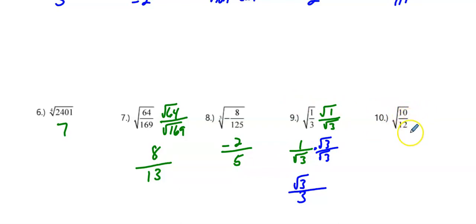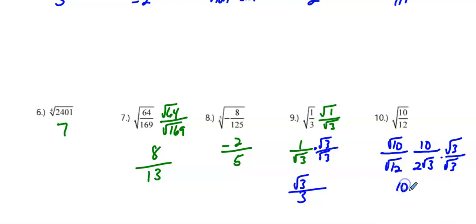Okay. So if we do the square root of 10 over the square root of 12, you could simplify the square root of 12 and make this a little easier so that you don't have to deal with larger numbers. So we could say 10 over 2 square root of 3. So now again, we just got to multiply by the square root of 3 over the square root of 3. So we get 10 square root of 3 over 6, because 3 times 2 is 6. So we would end up with 5 square root of 3 over 3.